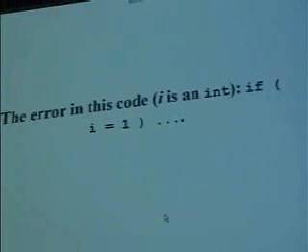Can I have ifs for 600? The error in this code, i is an int, if i equals 1.